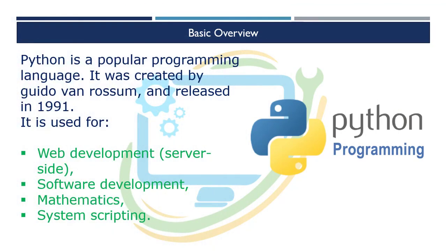So let's start. First of all, basic overview of the Python. So Python is a popular programming language. It was created by Guido van Rossum and released in 1991. You will use Python for web development, especially for server-side programming, as you use the PHP language in server-side programming in web development. So you can use Python as a server-side programming language.